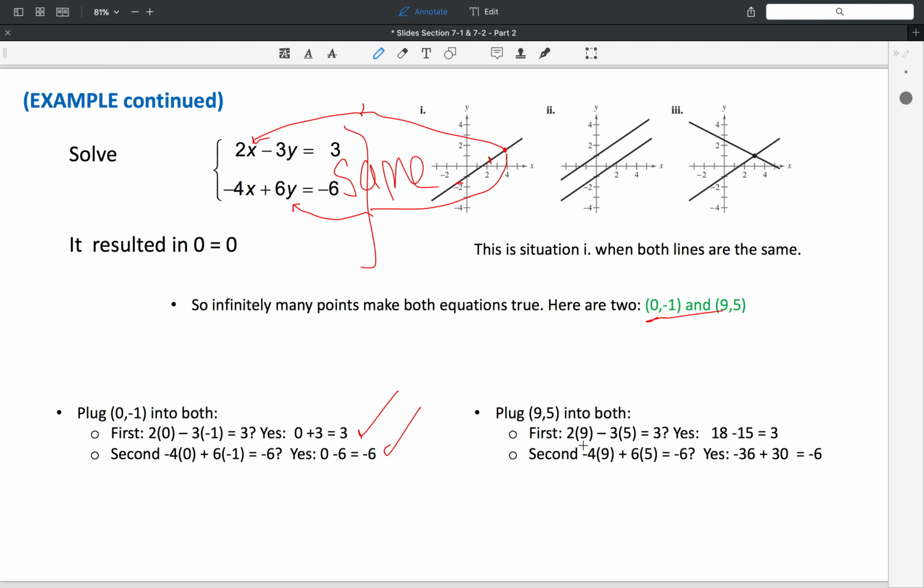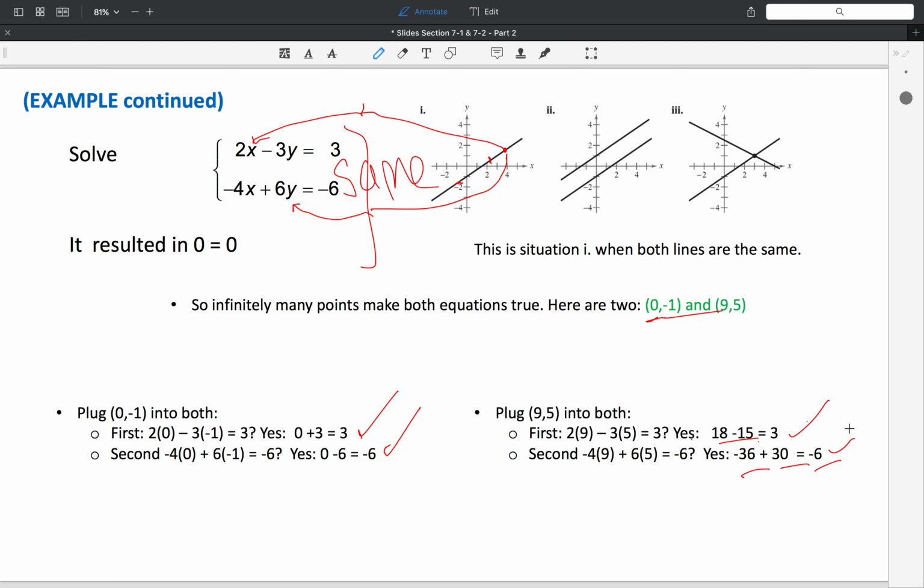And then I do the same thing over here. I plug 9 for x here and 5 for y here. Is that a true statement? Well, 2 times 9 is 18, minus 15, 3. Yep, true. And then I do the same thing here. I plug 9, 5 into the second equation. I get minus 36 plus 30, that's minus 6. Yep, true statement. Okay, good. So, yes.